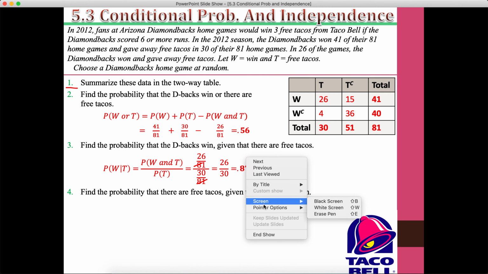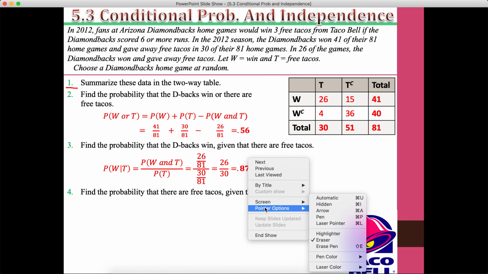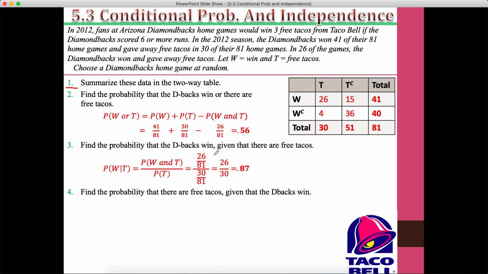The formula is going to work. It's going to be consistent every time. And it's reliable, it's on your formula sheet. But it's not always the best way to do things. It's not always the most time efficient.